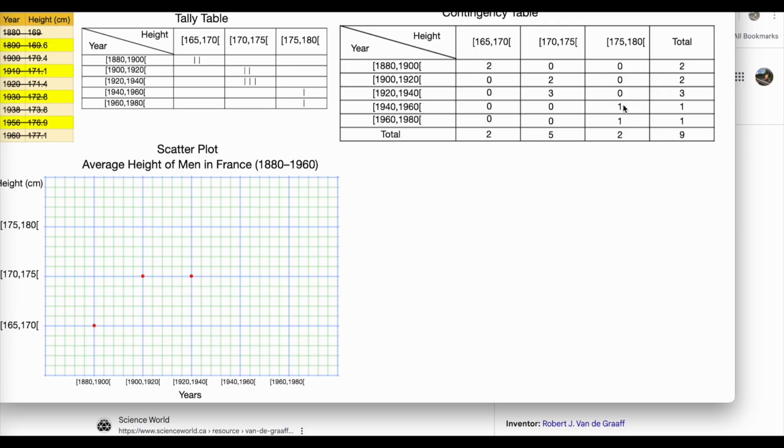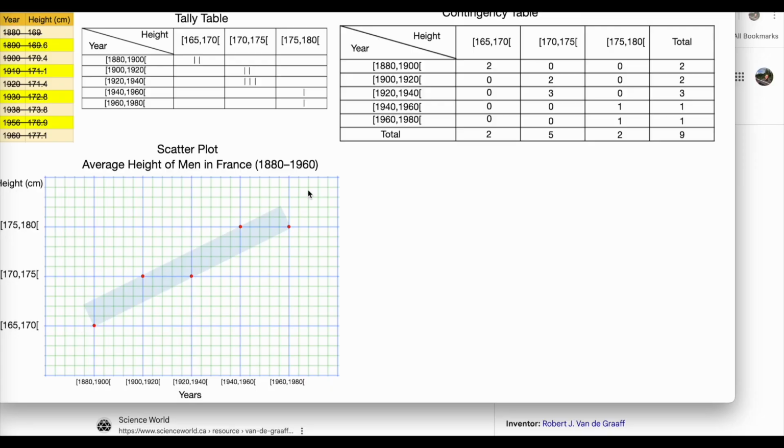We have 1 dot at 1940 to 1960, and that is 175 to 180. Put a dot here. Then 1960 to 1980, we have 1 dot at 175 to 180 right here. So this is our scatter plot.